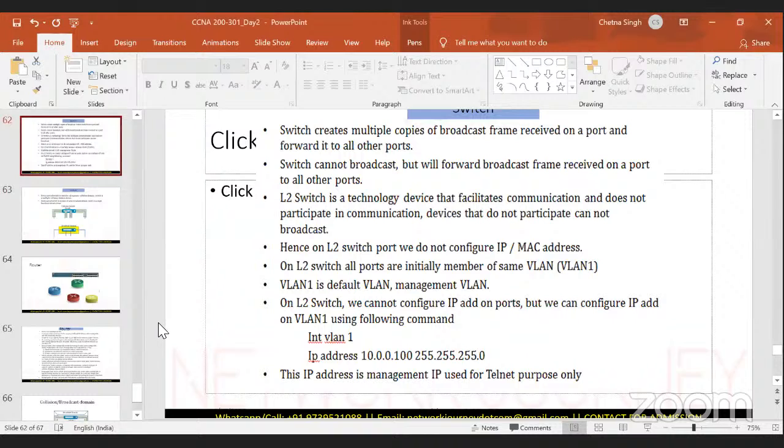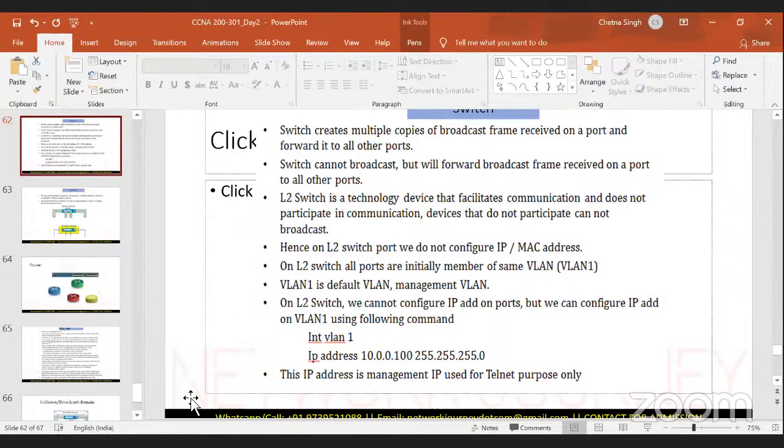Because switch 2 will get a broadcast packet on, let's say, port 1. So it won't forward the broadcast packet back on port 1. So it won't form a loop, right? How will the loop be formed?